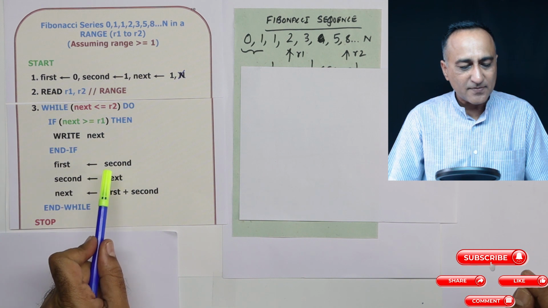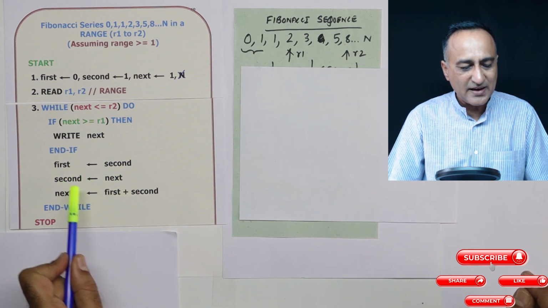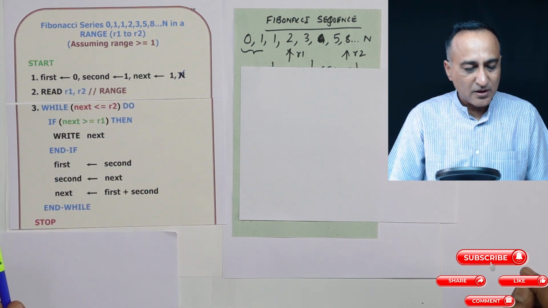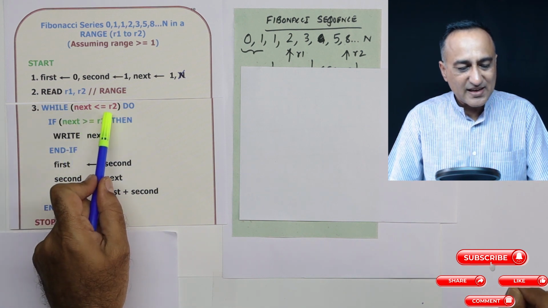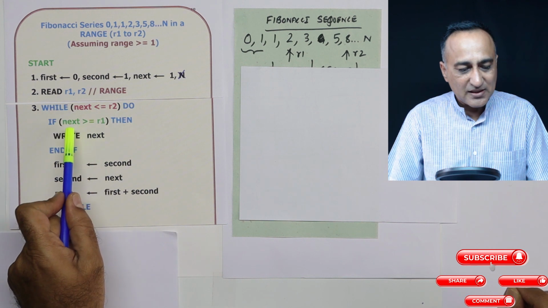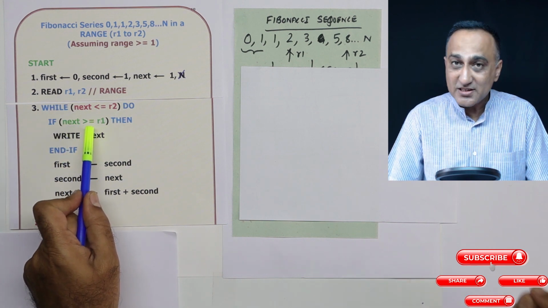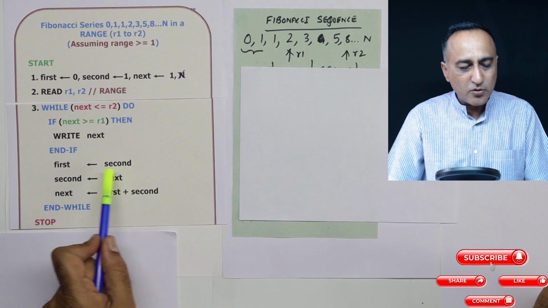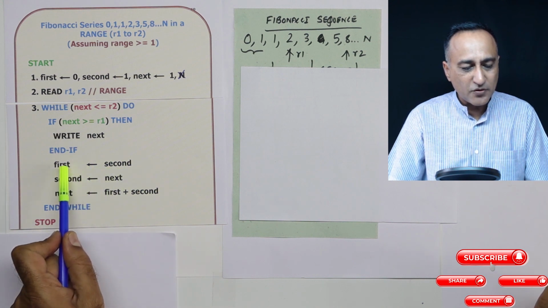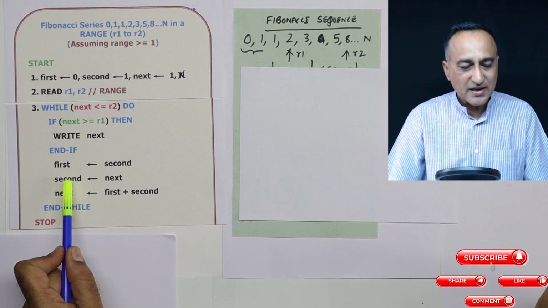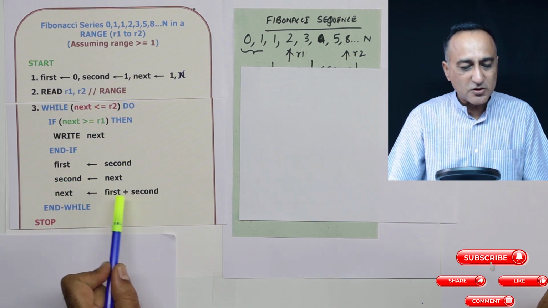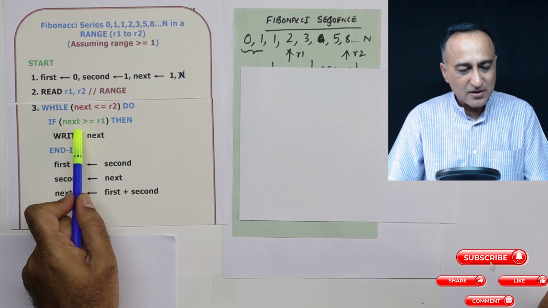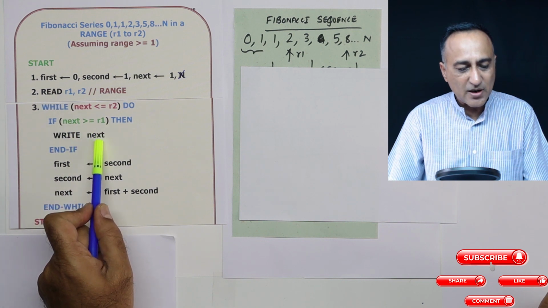Then second is moved to first, next is moved to second, and next is first plus second. So now next will end up becoming 2. Since next is 2, 2 is less than or equal to 8. This condition is true. Then is 2 greater than or equal to 2? This is true. So now I am going to print 2 on the output screen. Then again I move second to first, so 1 moves here, 2 moves to second, and next is 1 plus 2, which is 3. 3 is still less than or equal to 8, so I come here. 3 is greater than or equal to 2. Yes, so I am going to print 3.